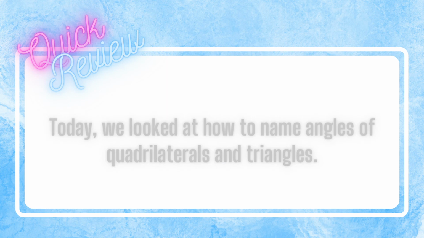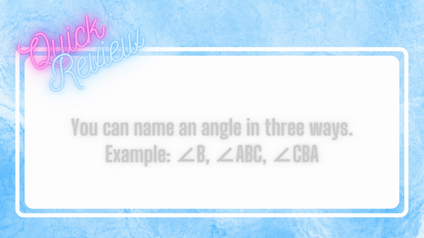So today, we looked at how to name angles of quadrilaterals and triangles. You can name an angle in 3 different ways. Here's an example, like angle B, angle ABC, or angle CBA.